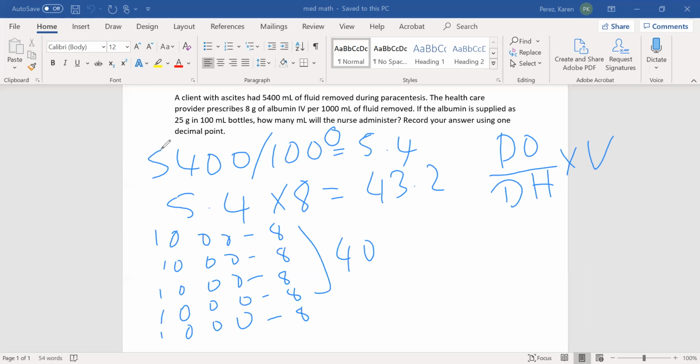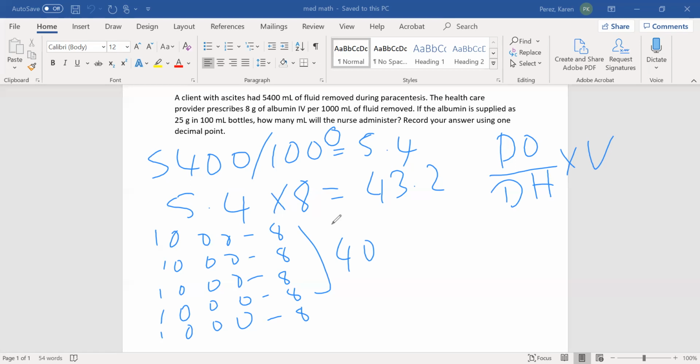So what we'll do is, again, repeating, 5,400 divided by 1,000. That tells me how many sets of 1,000 are in 5,400, which is 5.4. So 5.4 times 8 gives me 43.2. So now I have the dose that is ordered.